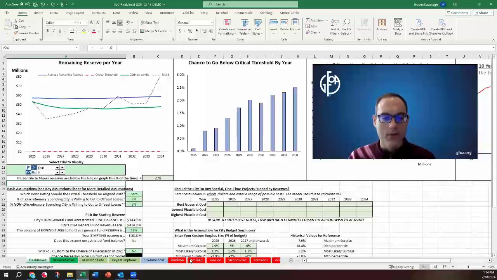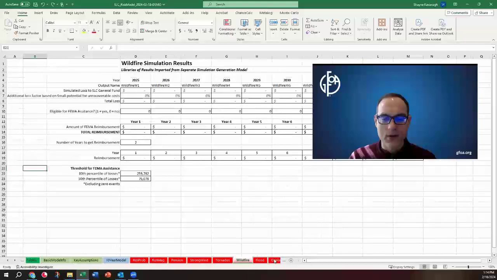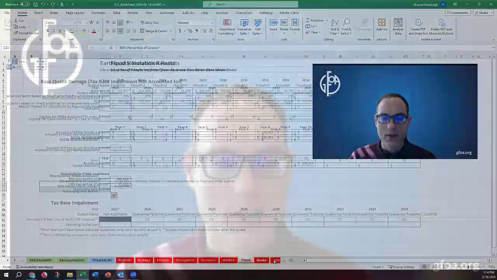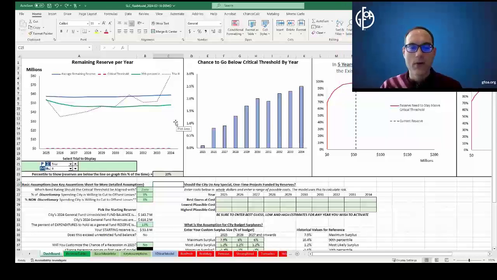What are they actually? We've got recessions, we've got pension risks, we've got strong winds, we've got tornadoes, we've got wildfires, we have floods, we have earthquakes. So it takes into account all those things, and there's 10,000 different trials, and the idea is that all of these results from all those different risks are aggregated and then conditioned with a whole other set of variables. And I'm going to demonstrate probably one of the most.